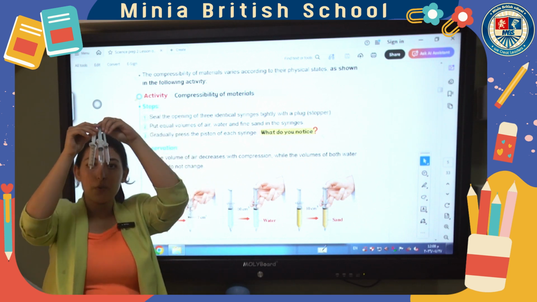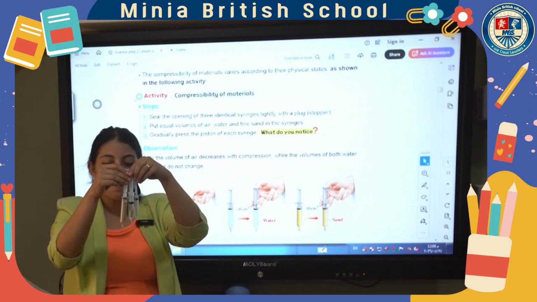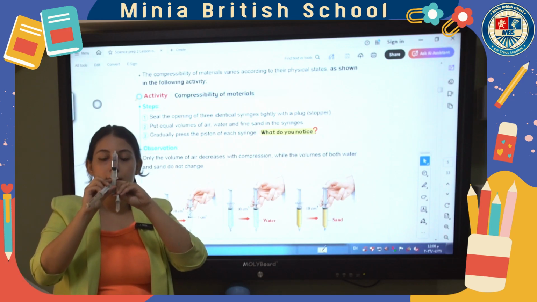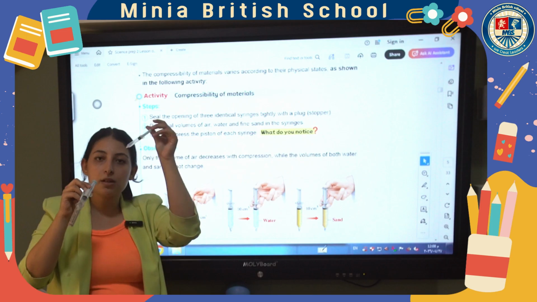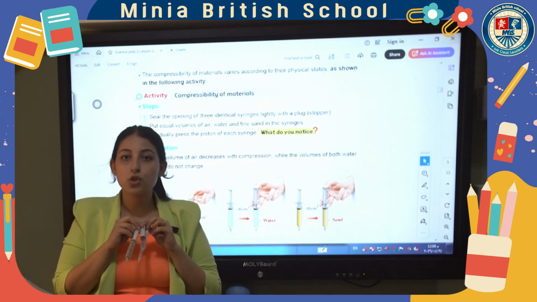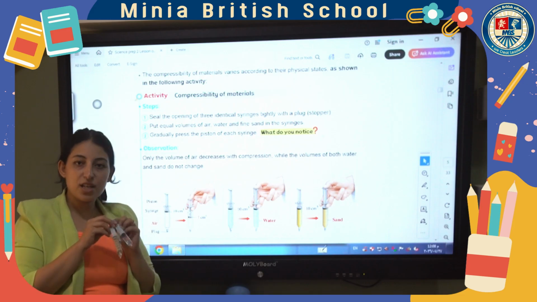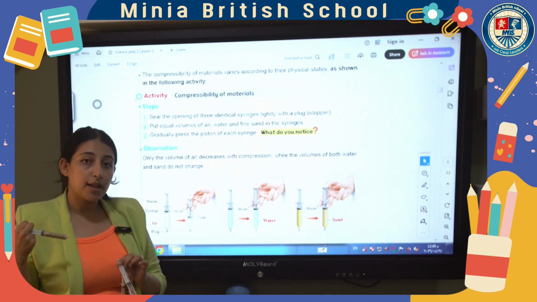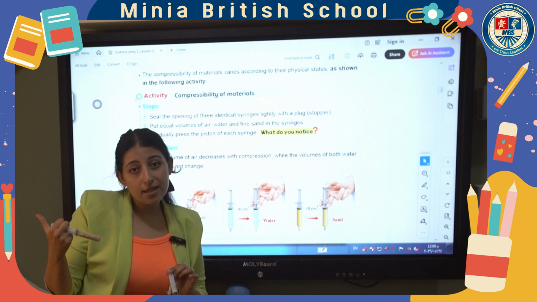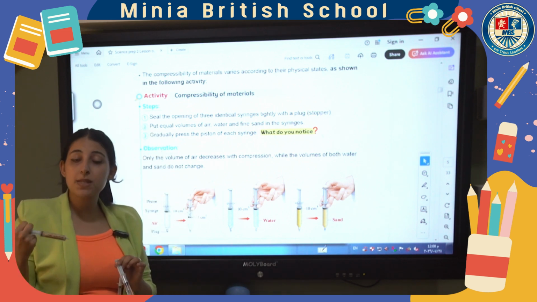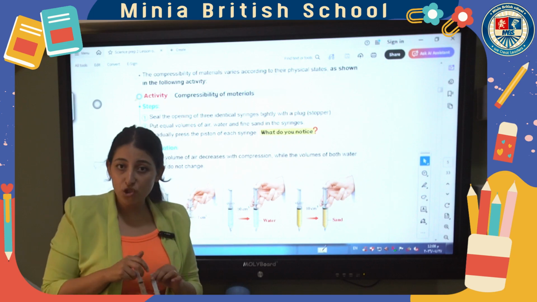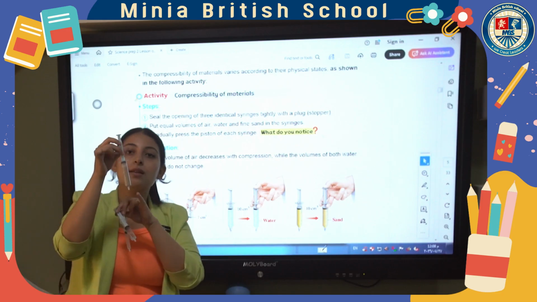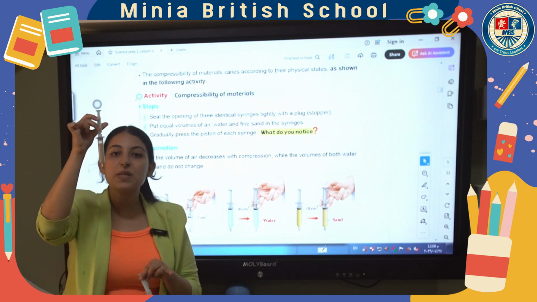So we have three things for our experiment to understand what is compressibility. The first one contains sand inside. The second one contains water. The third one is empty, contains air inside. Let's do our experiment to show the relationship between the type of matter and its volume. When I talked about fluidity, I talked about its shape, right? I said solids have definite shapes while liquids and gases have indefinite shapes, right? When I talk about compressibility, I am talking about matter's volume.